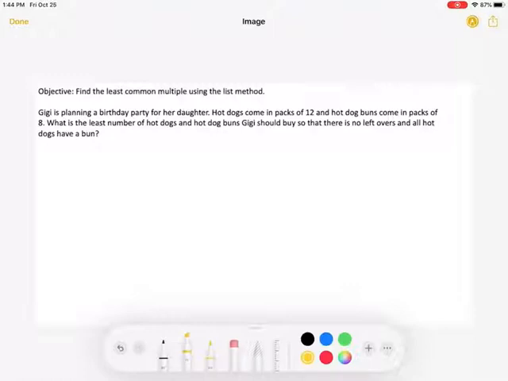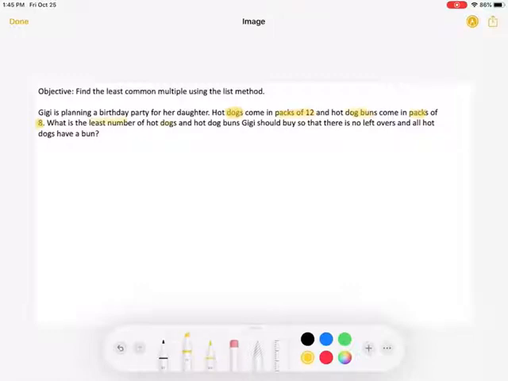Gigi is planning a birthday party for her daughter. Hot dogs come in packs of 12. Hot dog buns come in packs of 8. I should say hot dogs, so dogs, and then buns come in packs of 8. What is the least number of hot dogs and hot dog buns Gigi should buy so that there's no leftovers and all hot dogs have a bun?